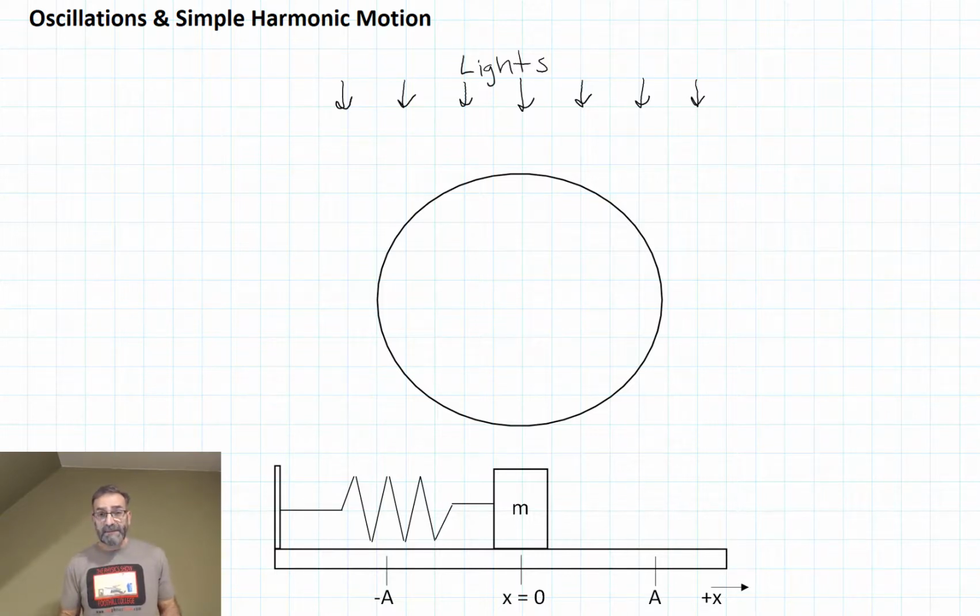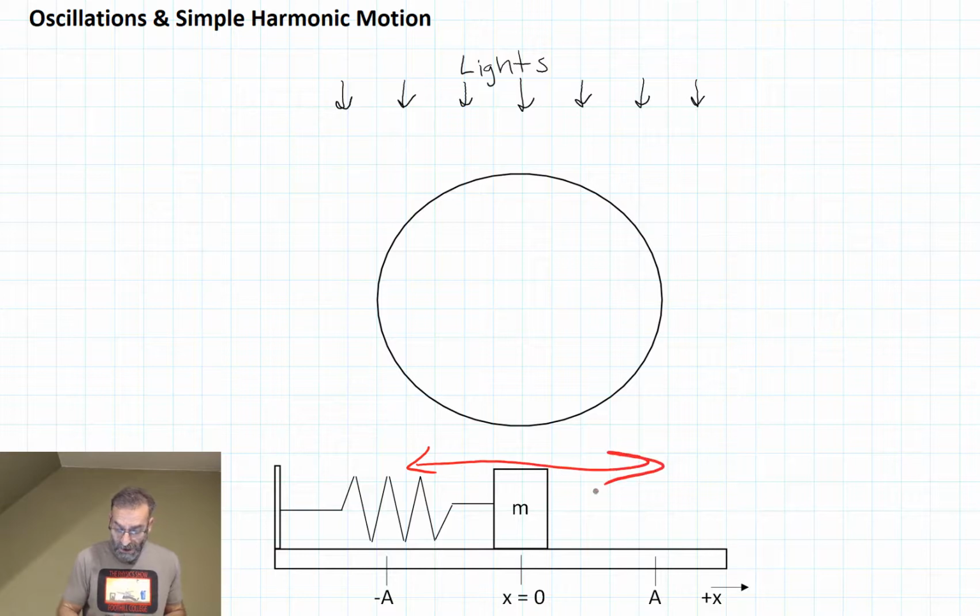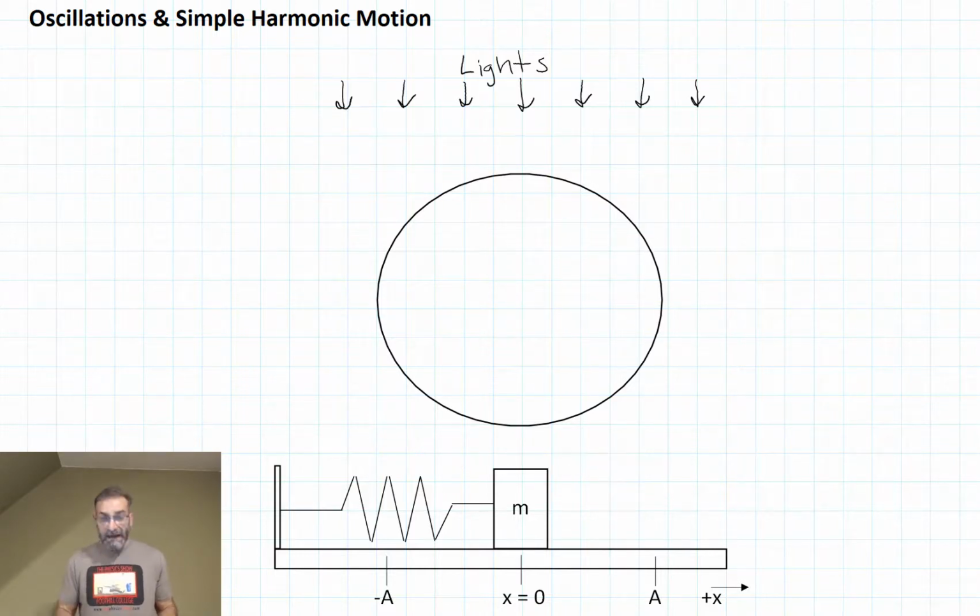I've got my box on my horizontal surface attached to the spring, and it's going to oscillate back and forth on that surface. I'm going to take a big circular disc and hang it on the wall just above my box so it can rotate. The center of my disc is the axis of rotation, and I'm going to stick a little peg on that disc sticking out.